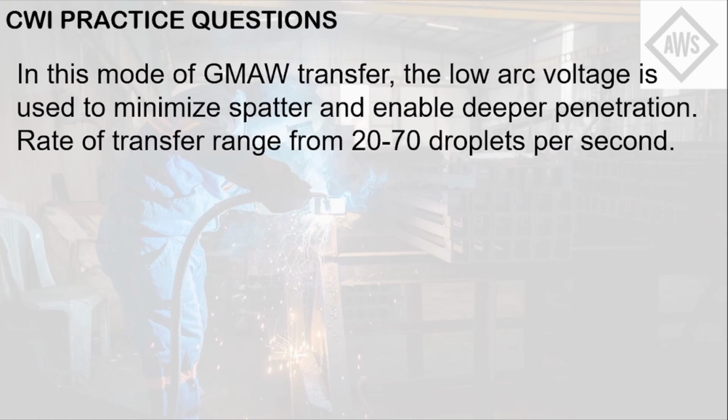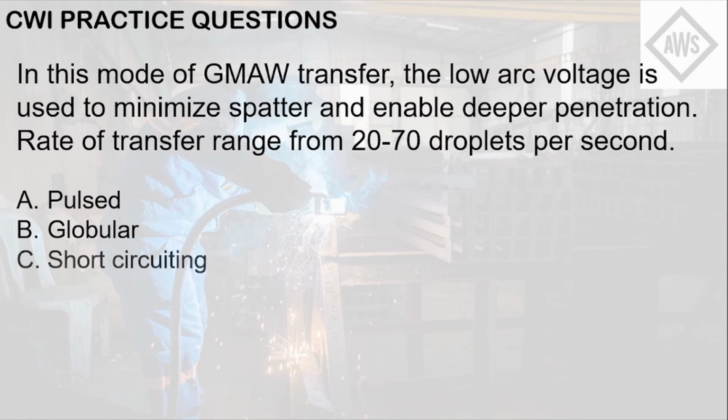Next question. In this mode of GMAW transfer, the low arc voltage is used to minimize spatter and enable deeper penetration. Rate of transfer range from 20 to 70 droplets per second. Letter A, pulsed. Letter B, globular. Letter C, short circuiting. Letter D, none of the above.